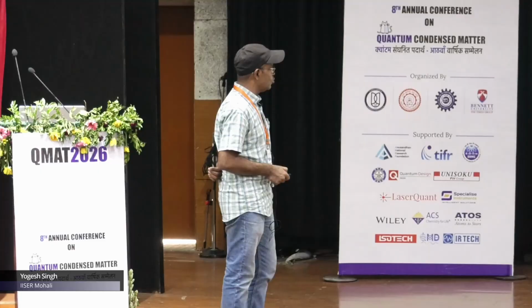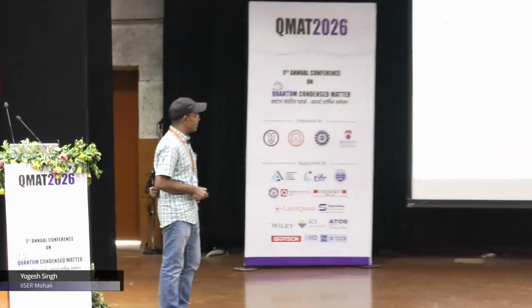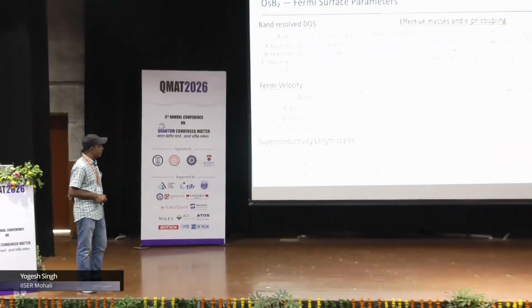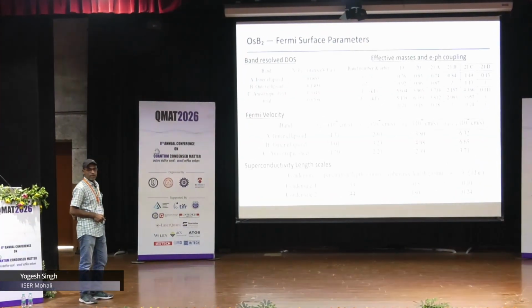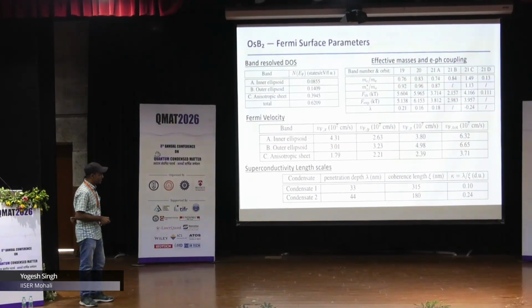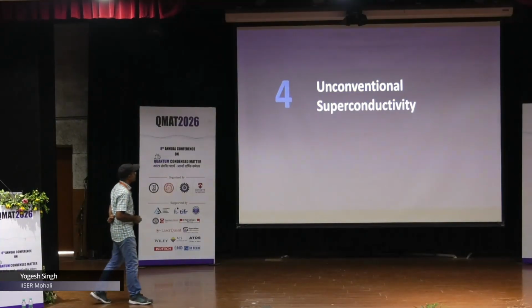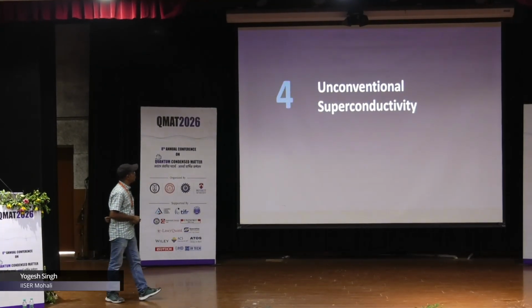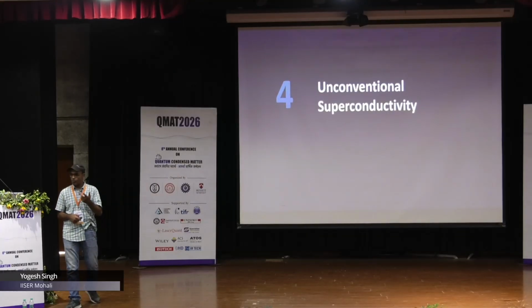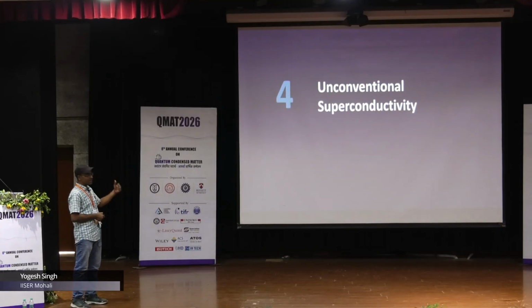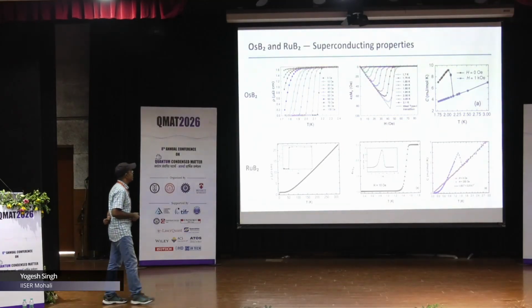I will come back to superconducting length scales, but the take home from this table is that both materials are very, very strongly type 1 from these calculations. Okay, so unconventional superconductivity. Already we've seen that these simple looking metals are topological Z2 metals. So the first surprise was that. The second surprise is that we have evidence of unconventional superconductivity in these materials.